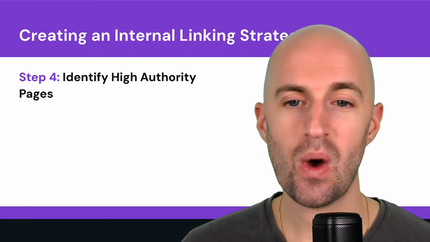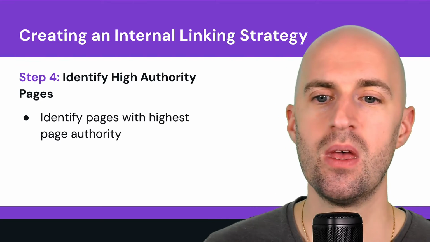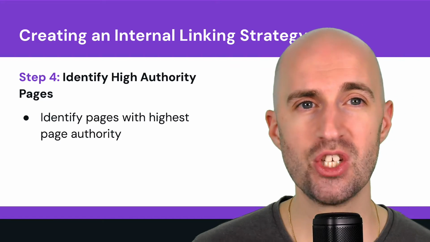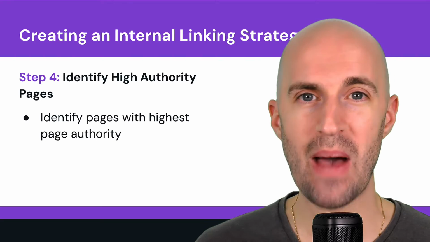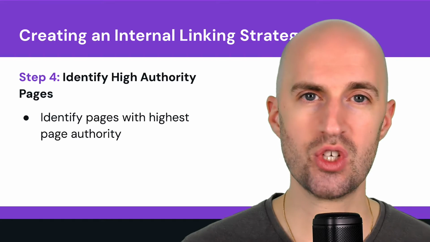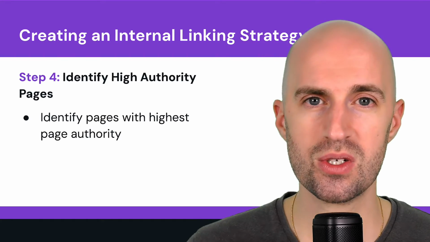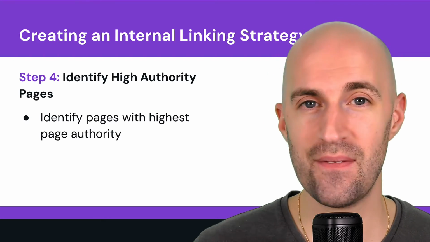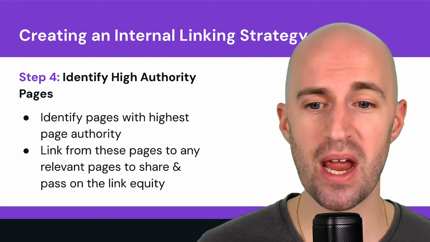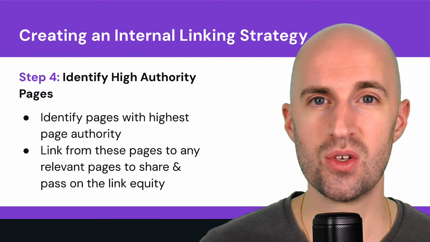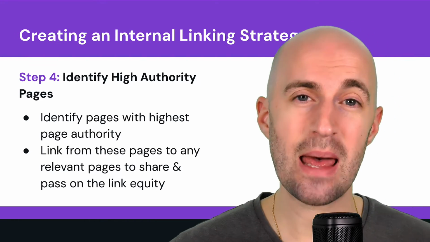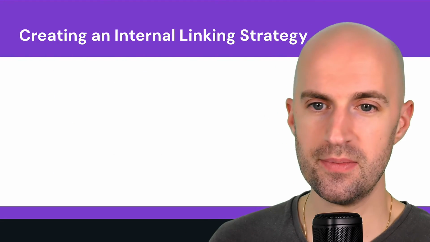Step 4 is to identify high authority pages. So this is where you would identify pages with the highest page authority. And these typically are pages that have acquired quite a few backlinks and link equity from these backlinks. And you can just check out your different SEO softwares and stats to see which ones might have the highest page authority. So you can link from these pages to any relevant pages to share and pass on some of that link equity. So it's almost like sharing that authority with other pages on your site. So it gives them advantage to start ranking higher as well.